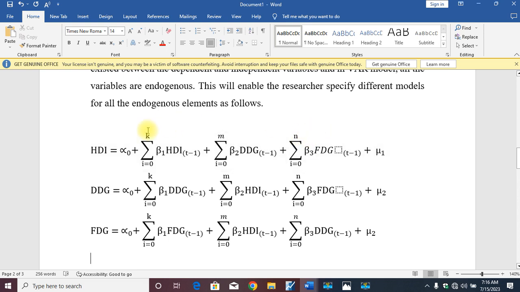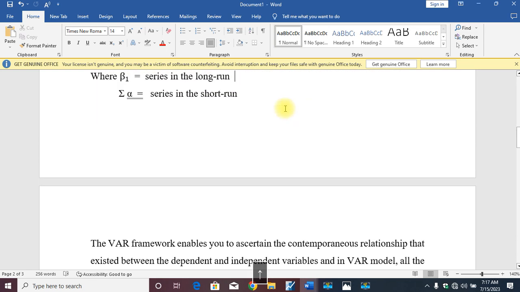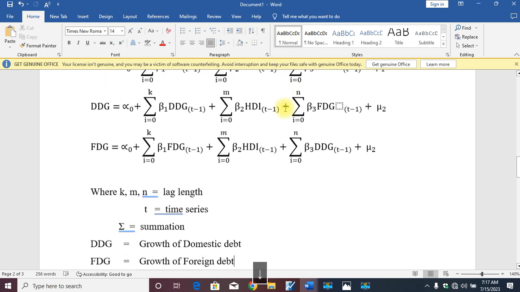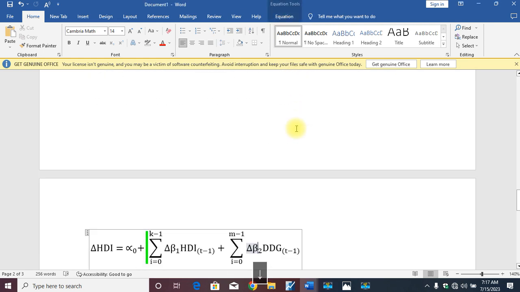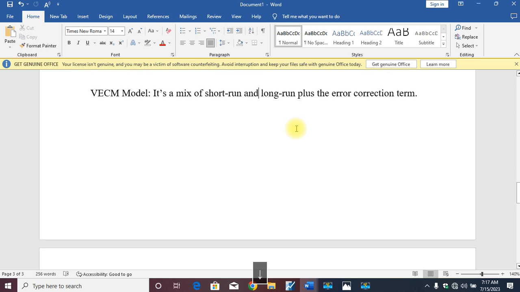In VAR, I told you that all the variables are endogenous. Why are they endogenous? They are endogenous because all the variables have different powers, different lag values, and as such, they are very endogenous in nature. So we specify the VAR model like this. Look at the variables one after the other. But our main attention this morning is to look at the VECM model, because I told you that the VECM model is the modification of the VAR model. So let's go down to look at how a VECM model looks like.